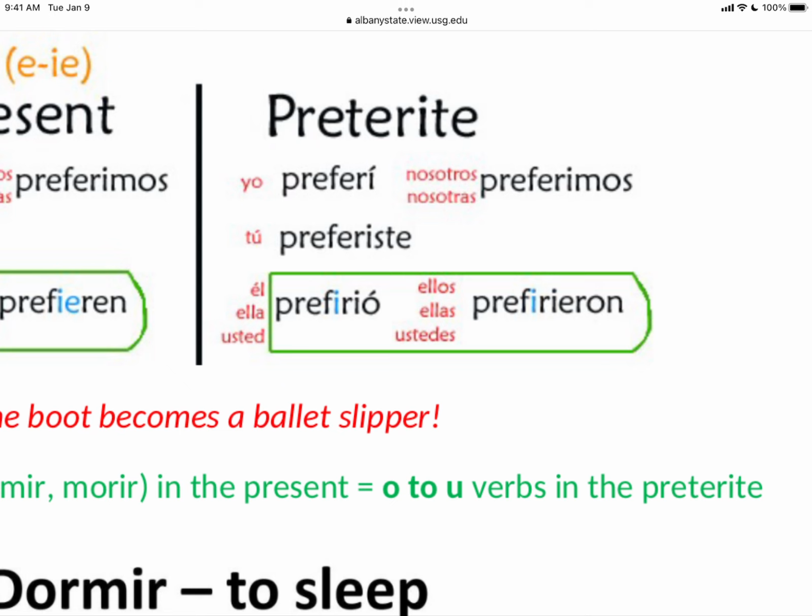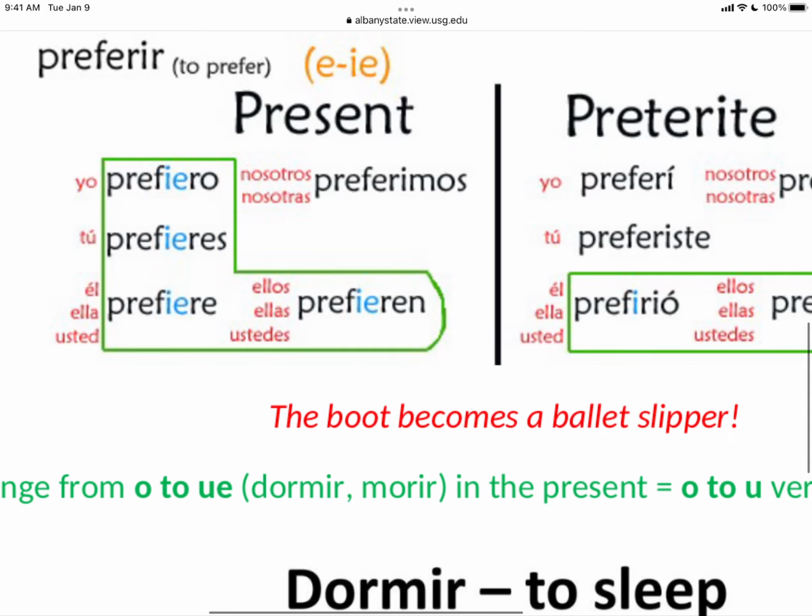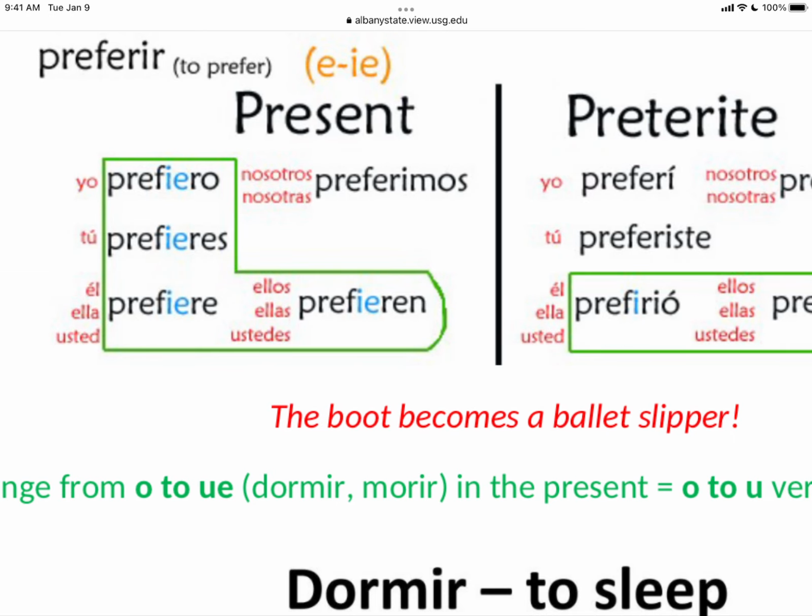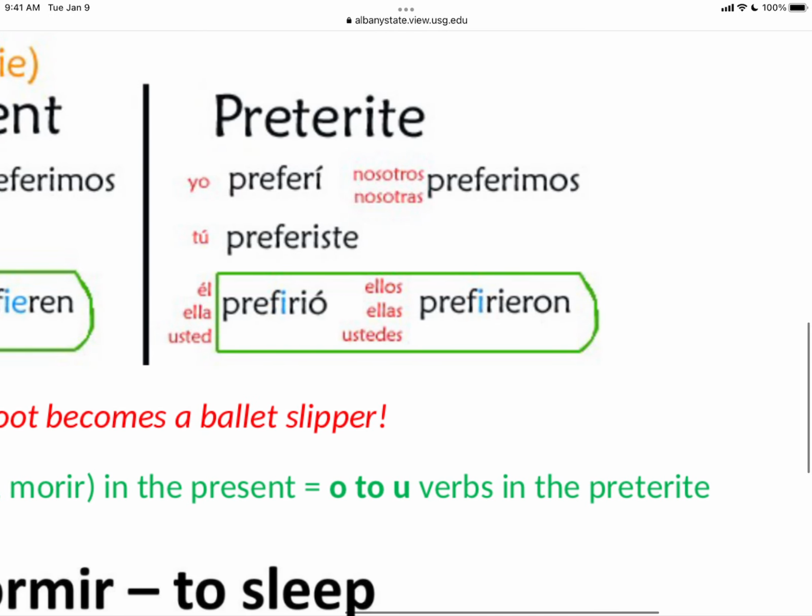However, what was the rule? In the third person singular and plural, we do have a stem changer, but it is not IE this time, it's just an I. So in the present tense, we went prefiere, prefieren, and here we're just changing it to prefirió. Same ending for our preterite that we learned on regular preterite, but the I is changed here. Prefirieron. So just the third person singular and plural changed from an E to an I.